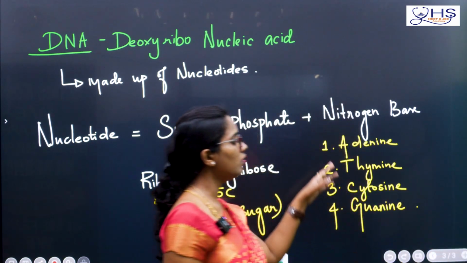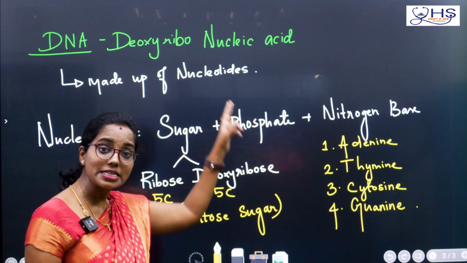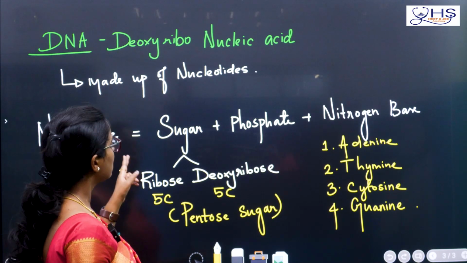Okay, these are all the 4 nitrogen bases which will be present in the shuffled form and it makes up the entire molecule of DNA.